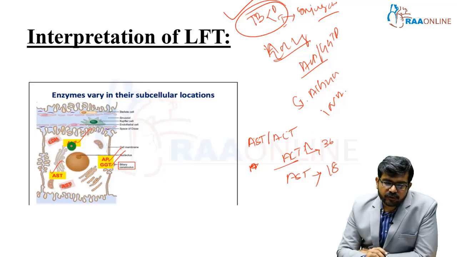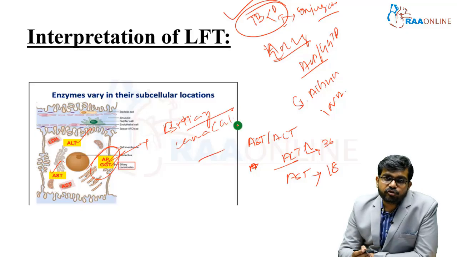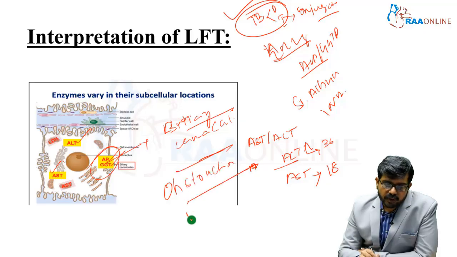And one of these enzymes is present only in the cytoplasm, whereas the other is present in both mitochondria and cytoplasm. Coming to the alkaline phosphatase and GGTP, these 2 enzymes are present in the biliary canaliculi. So when either the GGTP or alk phos is higher, then we can assume that there is some problem of obstruction in the liver pathway, especially at the biliary canaliculi level.